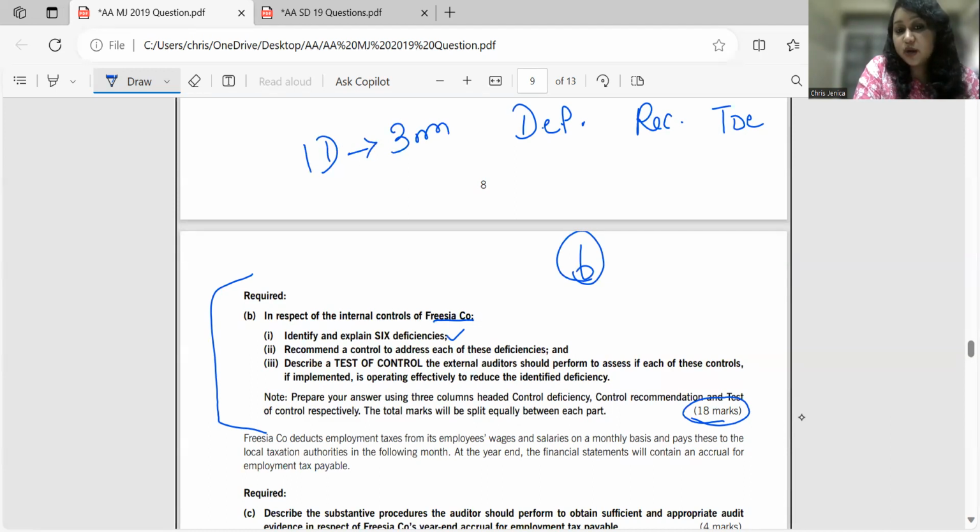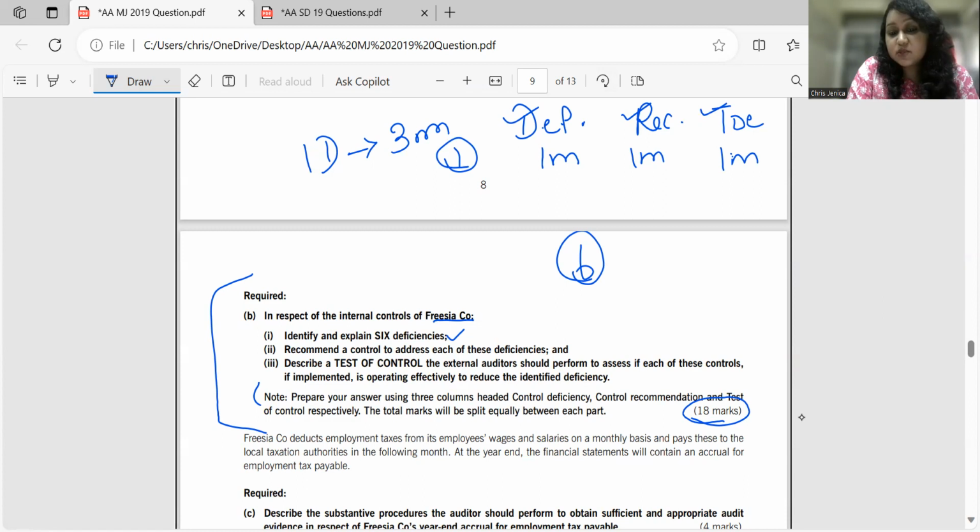So if you identify the first deficiency, this is going to gain you 1 mark. The recommendation for it will gain you 1 mark. Test of control is going to gain you 1 mark. See, they have given you this note. Prepare your answer using 3 columns headed control deficiency, control recommendation and test of controls respectively.